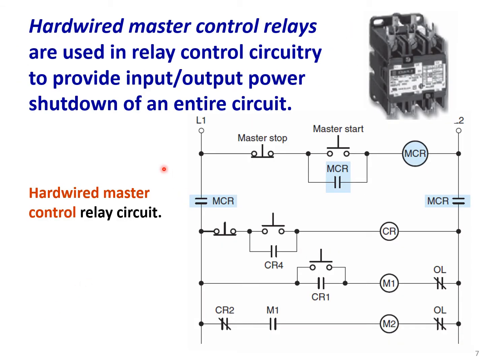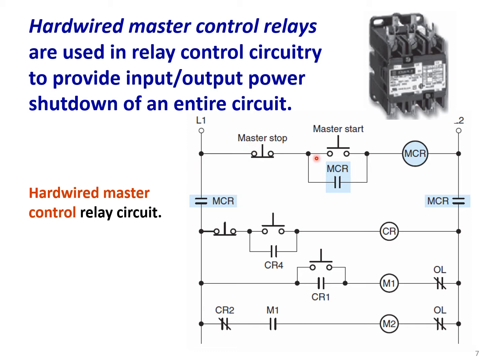Hardwired master control relays are used in relay control circuitry to provide input-output power shutdown of an entire circuit. So these MCR relays, as we said, are designed to shut down the entire circuit. Here we have the MCR, and you see how the MCR will disconnect all other relays or part of the program from the main lines.